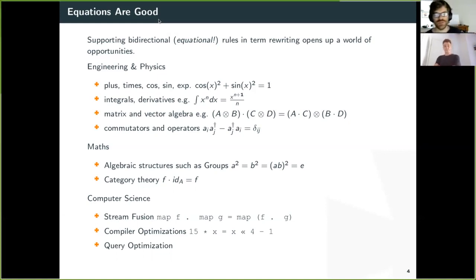And beyond that, even in computer science, there are many applications of equations. Stream fusion can be thought of this way, which is an optimization where you want to remove intermediate loops and remove intermediate data structures in a transformation pipeline. Or compiler optimizations can be thought of in this way, finding a faster way of computing some number, let's say. Or query optimization, which is finding a fast way to query a database.